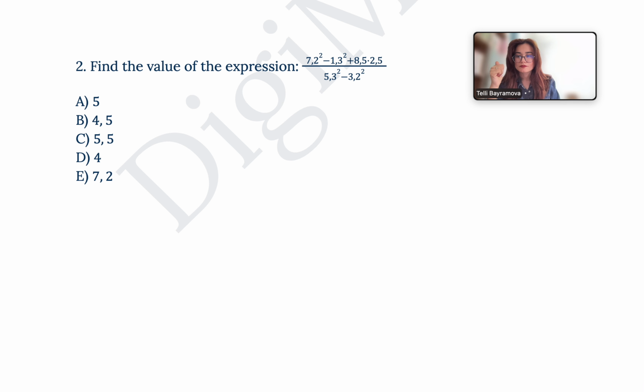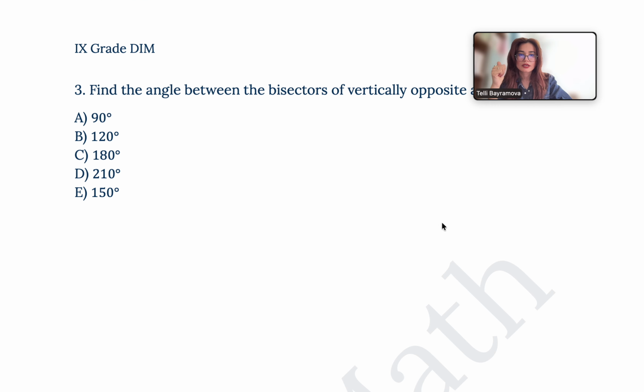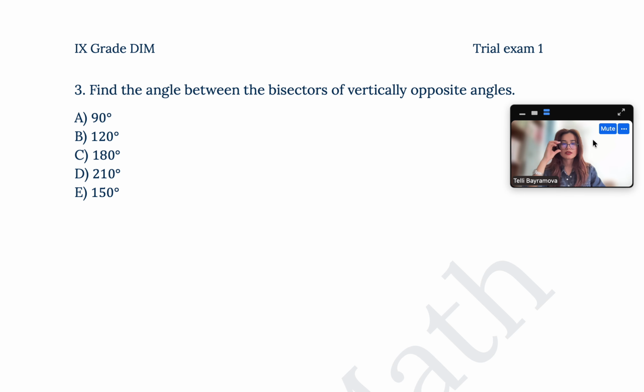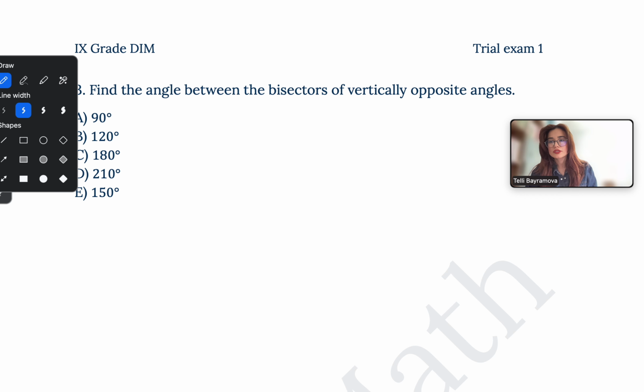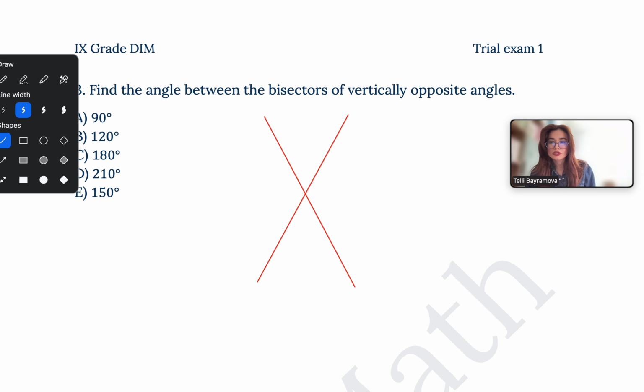Let's go. Question 3. Find the angle between bisectors of vertically opposite angles. Vertically opposite angles. So guys, it means that two lines intersect, right? Two lines intersect and there are vertically opposite angles. What are they?